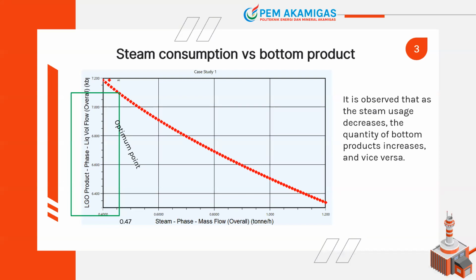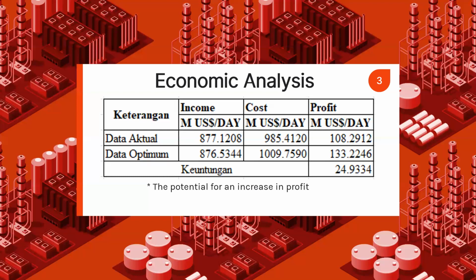This is a graphic comparison between the use of steam and the amount of LGO product produced. From the graphic it can be seen that the more steam used in the stripper column, the less bottom product is produced. This is in line with the existing theory of distillation principles, and the optimum point of operating condition is at the steam use of 0.447 tons per hour. The following is the table of economic calculation. It is known that there is an increase in profit when compared to existing conditions.